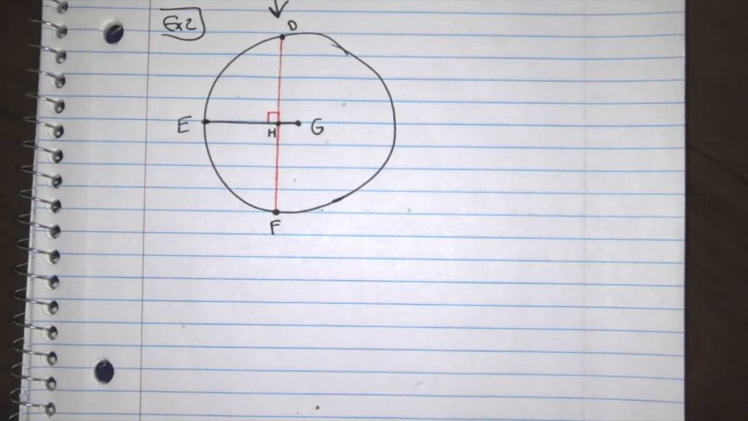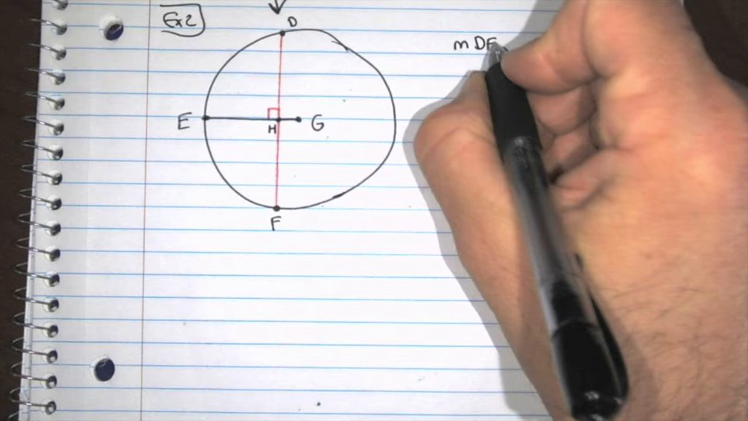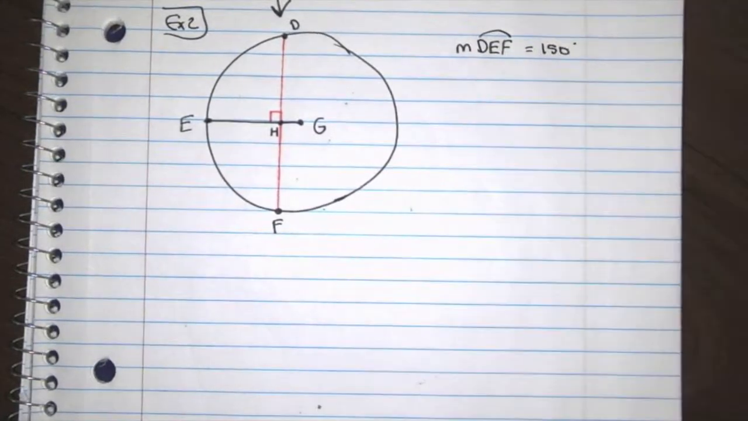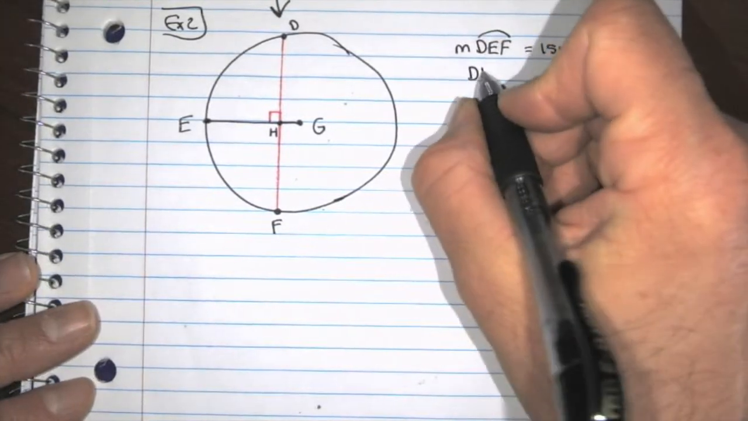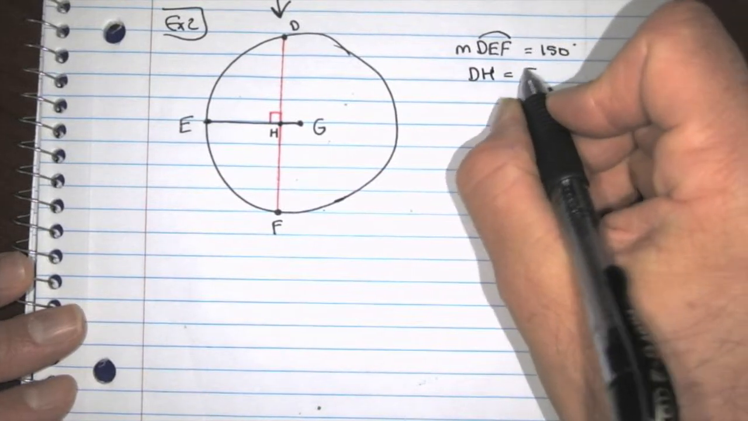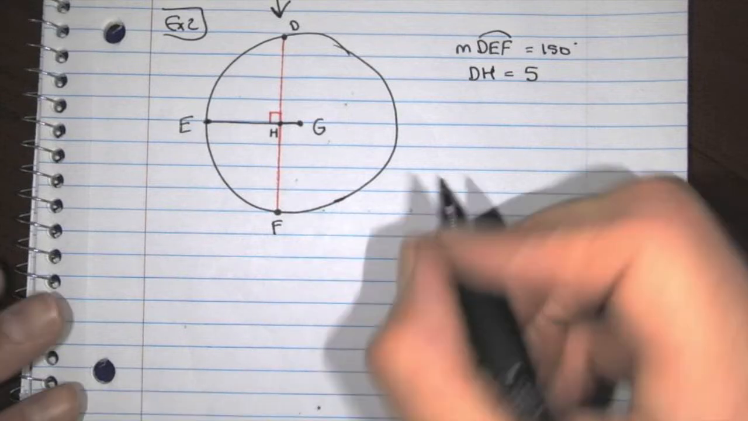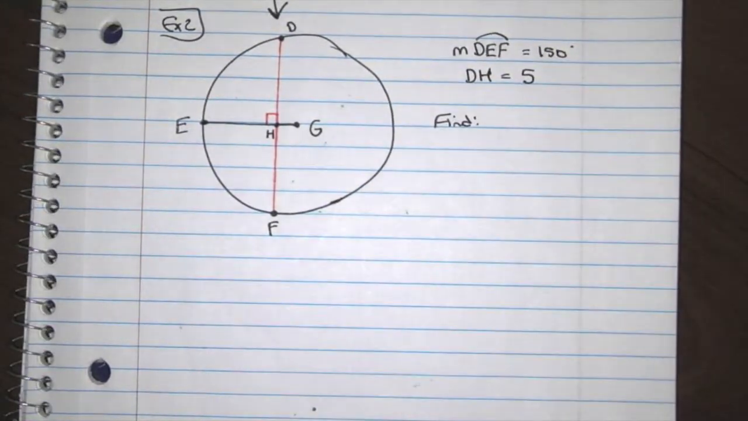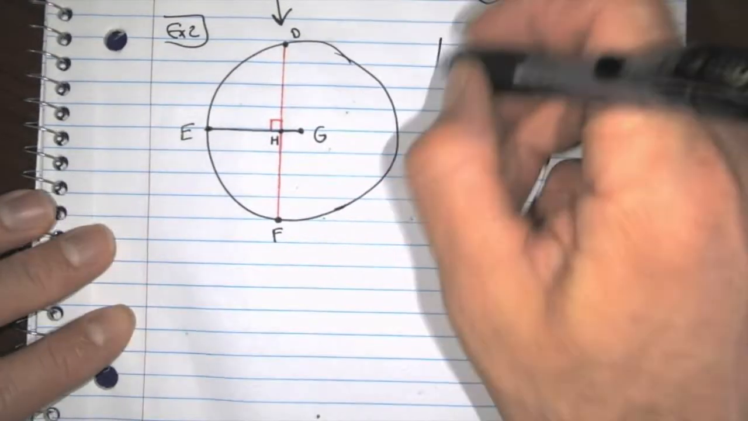Alright, in circle G, the measure of arc DEF is 150 degrees. And DH, the distance from D to H, is 5. I'd like you to find two things. Part A, Part B. This is the given information.